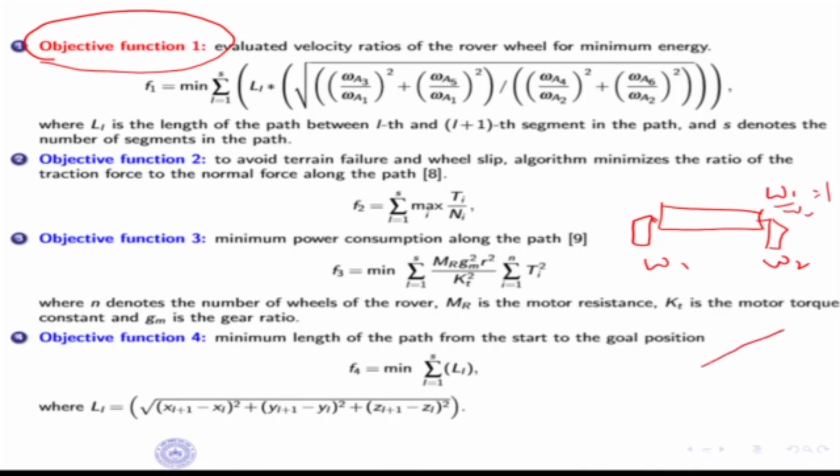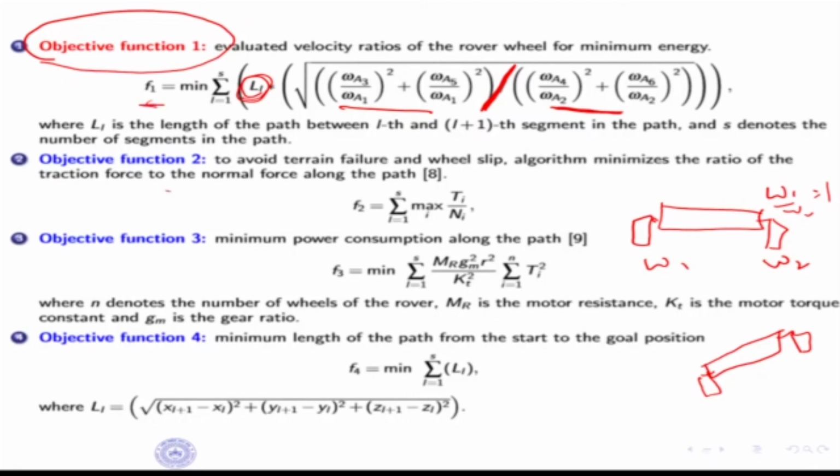The moment it is on inclined ground, the velocities will change. So if you want the robot to be on flat ground, I can take the ratio of the velocities: the left side velocity divided by the right side velocity, and L1 is the length. So I'm going to minimize this now. That is one objective function.